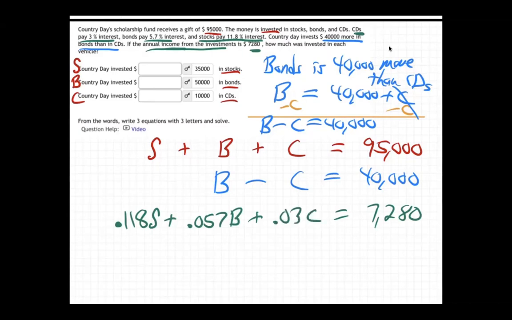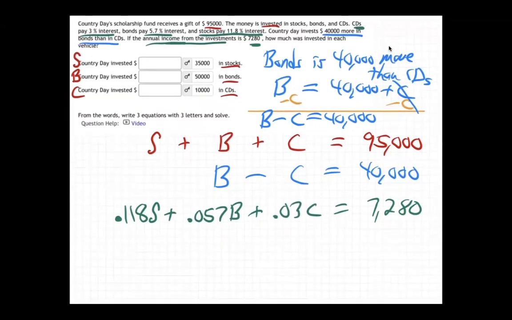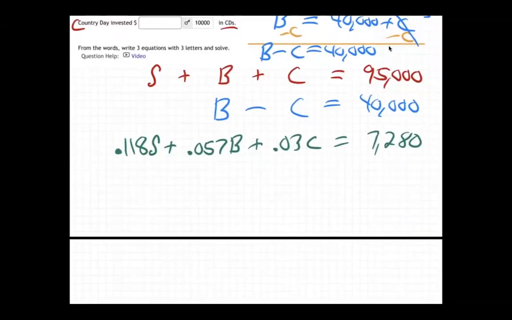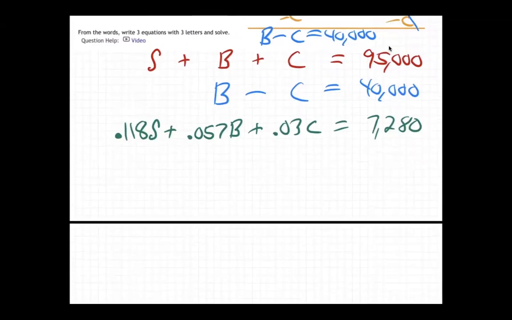0.03 C. And that interest that they earn all adds up to be the 7,280. There's our three equations in three letters. So now I'm going to make that into a matrix, because you could solve three equations with three letters by hand if you want, but it's hard. So it's going to be easier to make it into a big matrix equation.